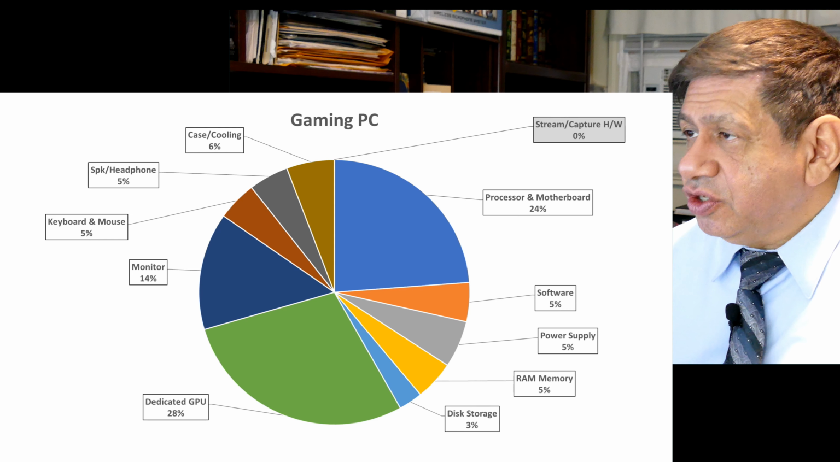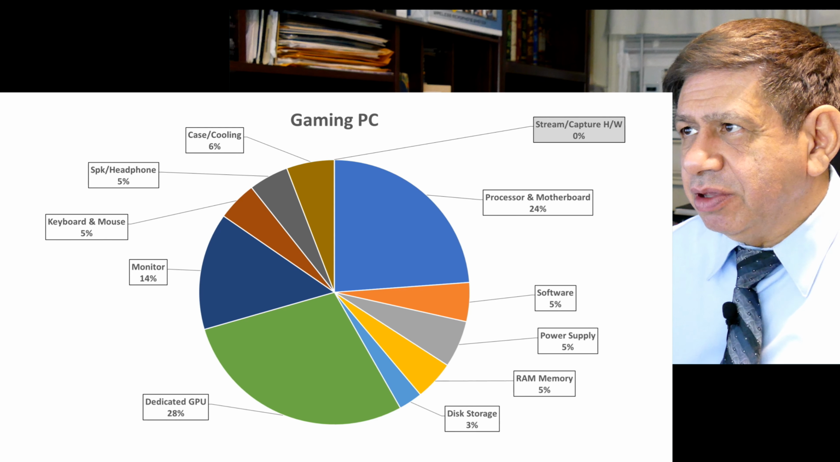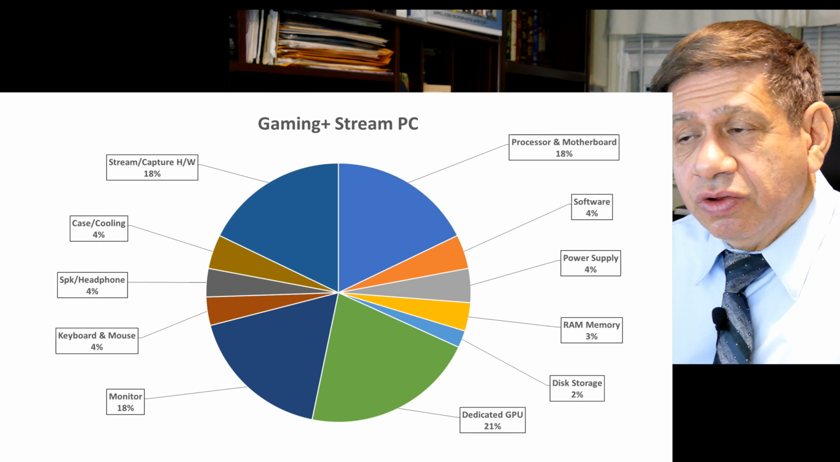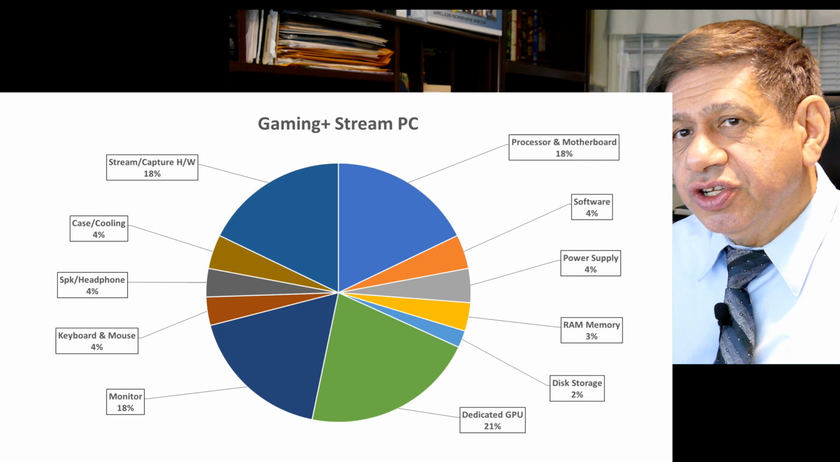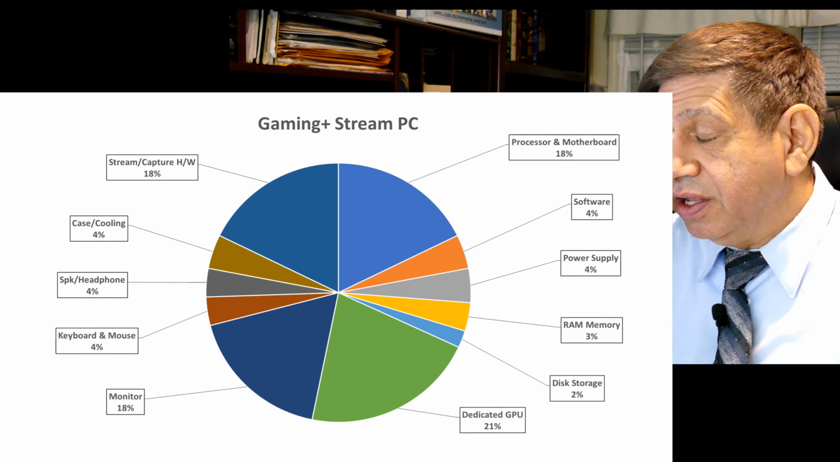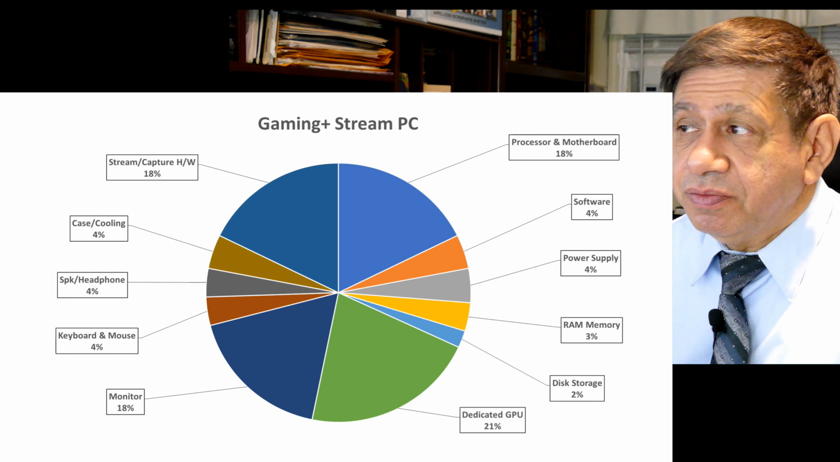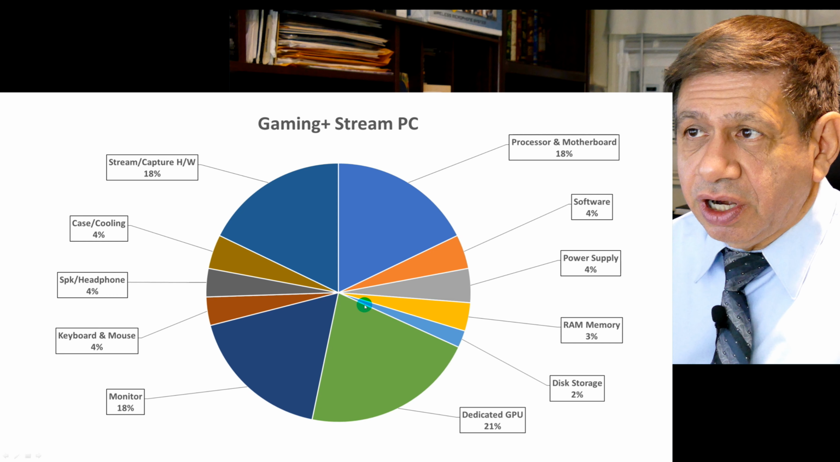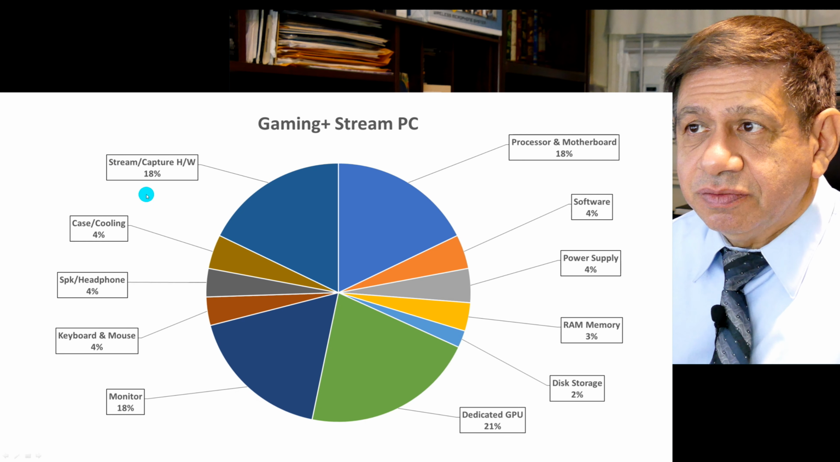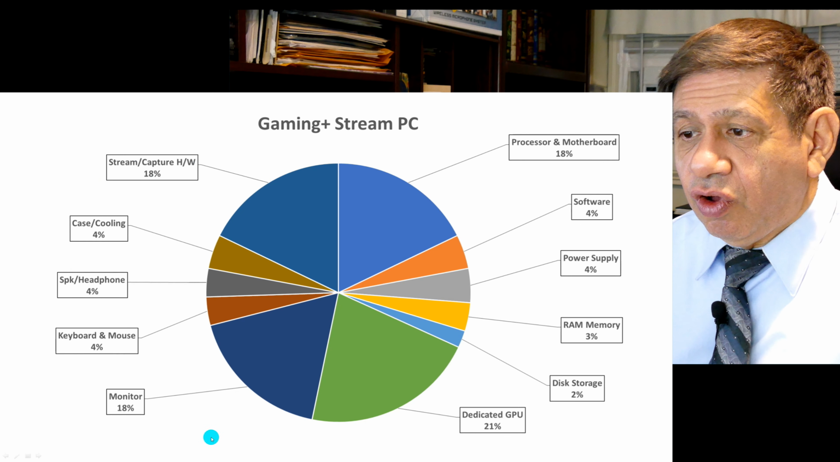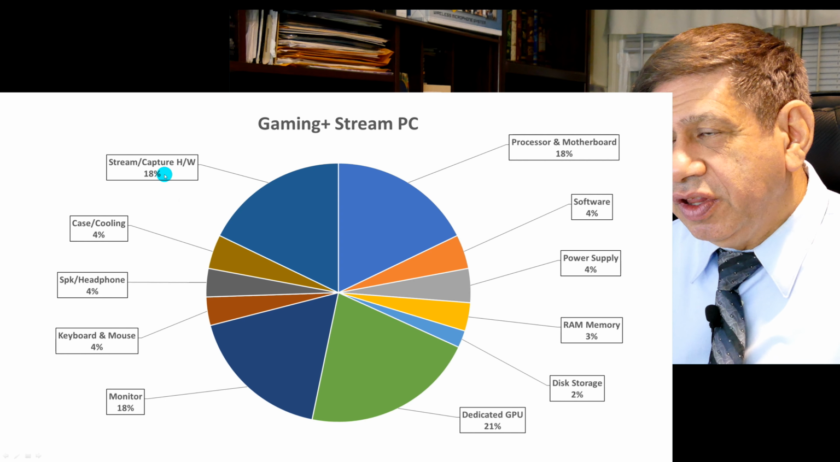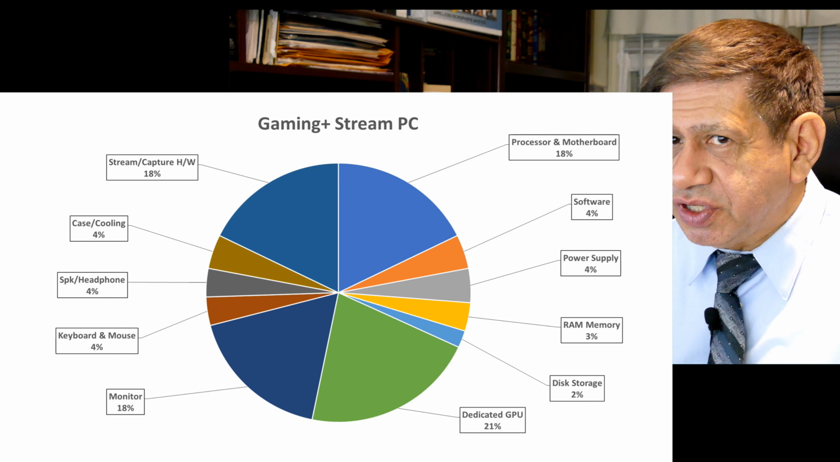Now moving on to a modified version of the gaming PC. That would be gaming with streaming. So somebody who's gaming also wants to stream live on the internet as they play the games. And in that case now they've added the cost of streaming hardware over here in the top left. They still have all of the other costs. The streaming hardware, depending on what they want to put in there, can be as much as 18%.